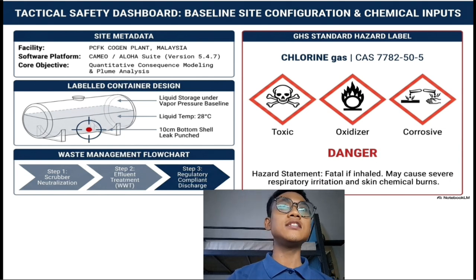And this is the GHS standard hazard label for toxic, oxidizer and corrosive, which is danger, and the hazard statement: fatal if inhaled and may cause severe respiratory irritation and skin chemical burn.